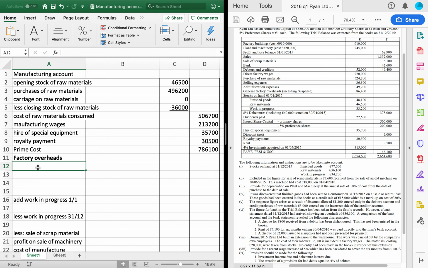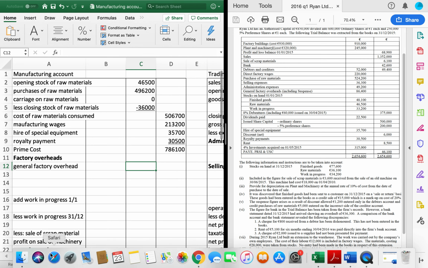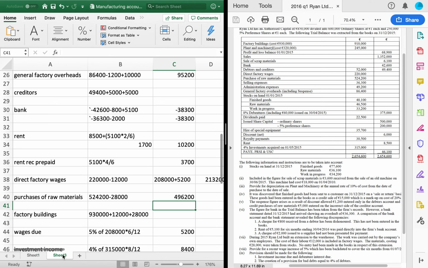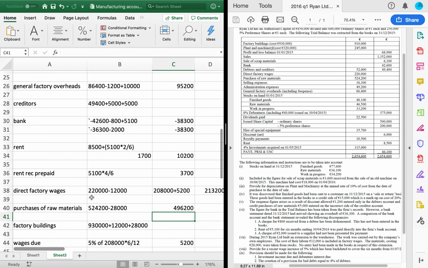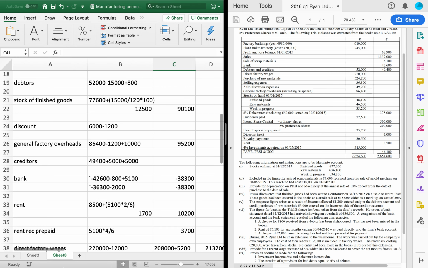Alright, your factory overheads then. So general factory overheads. The factory overheads are anything to do with the factory. General factory overheads we definitely had a working on. So they're 90 something, 95.2.